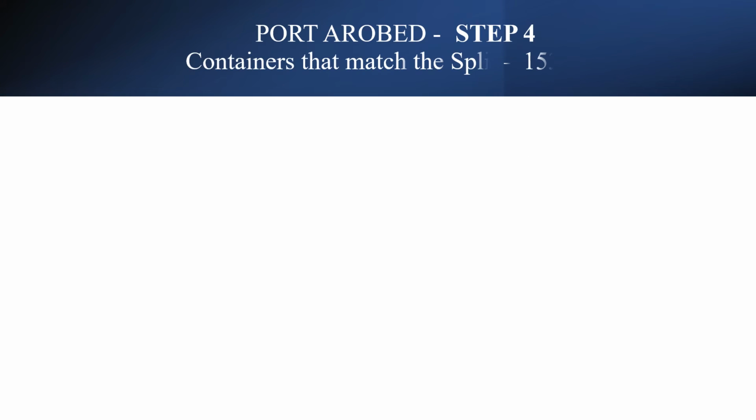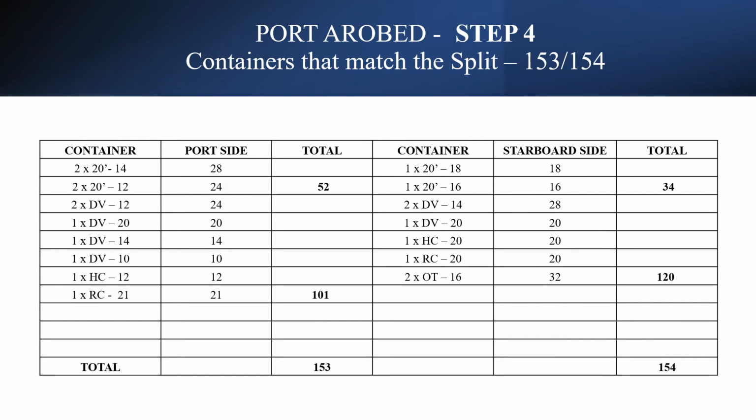So once again, we set up to identify the containers, and we did, where we found that we have the 20-foot containers, 4 of them for 52 tons. We have some dry van, I-cube, and reefer, 1 reefer for 101 tons. Total of 153. We look at the starboard side, where we have the 2 20-foot containers for 34 tons, a couple DVs, I-cube, reefer container, and 2 open top, and that was 120. That gives us a total of 154.